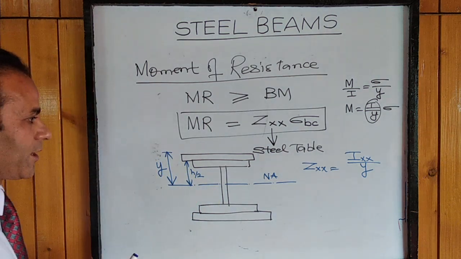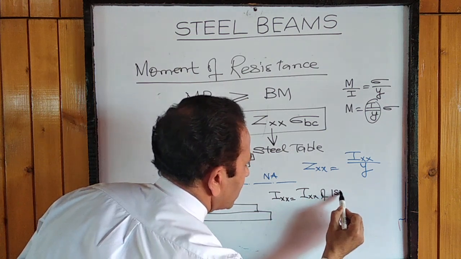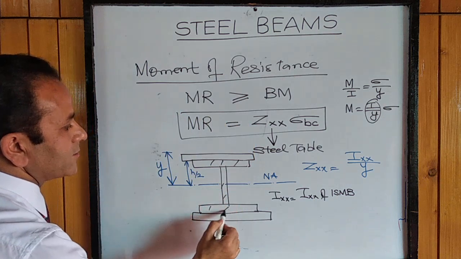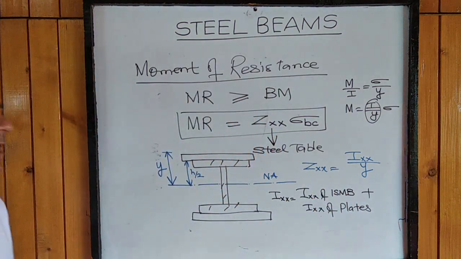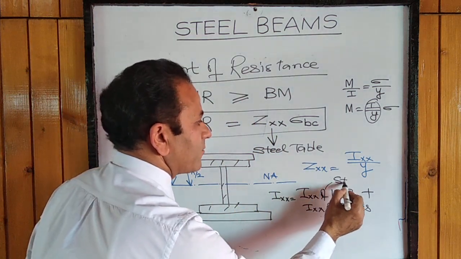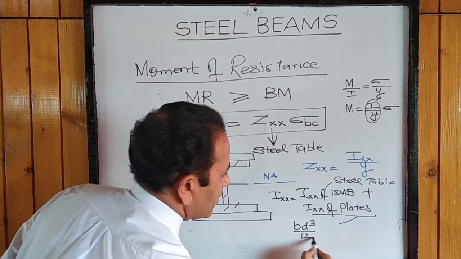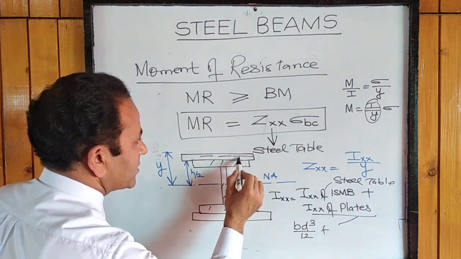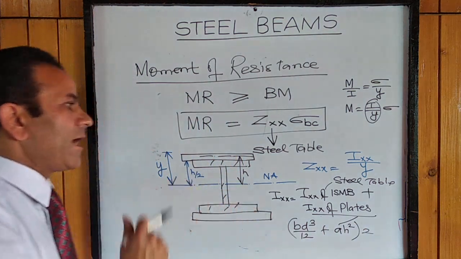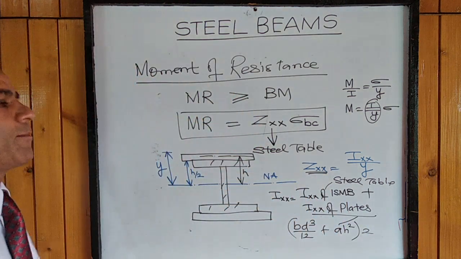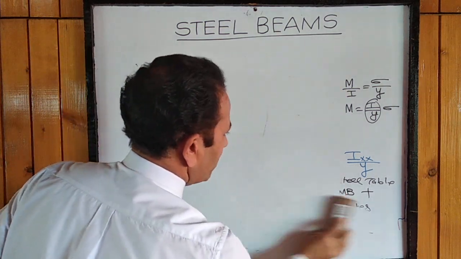Then we will have to calculate Ixx for the built up member. Ixx shall be Ixx of, say, the ISMB, Ixx for this particular beam section, plus Ixx of the plates provided. Again, this value is available in the IS code. Ixx for ISMB we can take from the steel table. Ixx of plates we need to calculate: we'll have to provide BD cube by 12 plus, since this is the axis of the plates itself, we are shifting this inertia by an amount h, so plus A into h square, multiplied by the number of plates we are providing, say it's 2, so we multiply it by 2. So this will be Ixx, this will be y, we'll find out Z, and then multiply it by the permissible bending stress, and we will find out the moment of resistance for the particular section. So this is the moment of resistance.